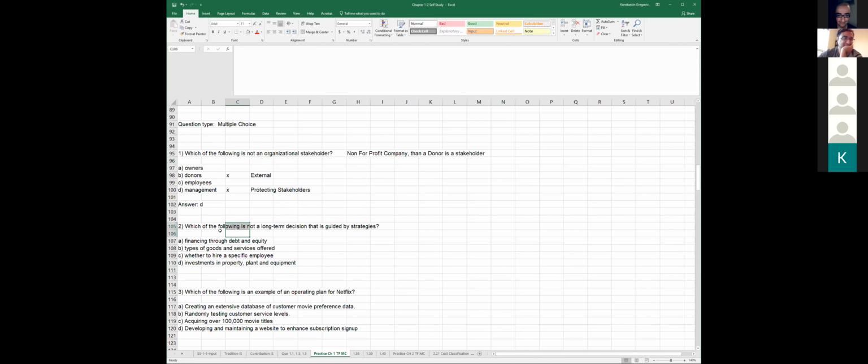Let's go through this one. Which of the following is not a long-term decision that is guided by strategies? Financing, debt and equity; types of goods and services offered; whether to hire a specific employee, C; investments in property, plant, and equipment. Okay. Did I hear a D?